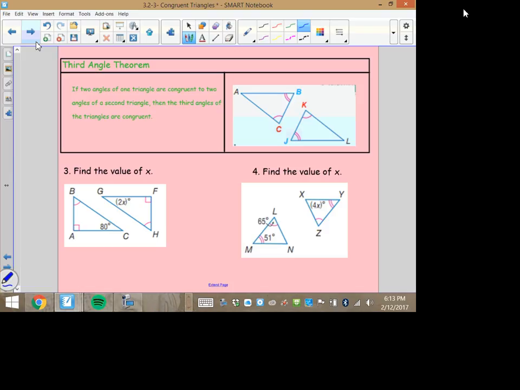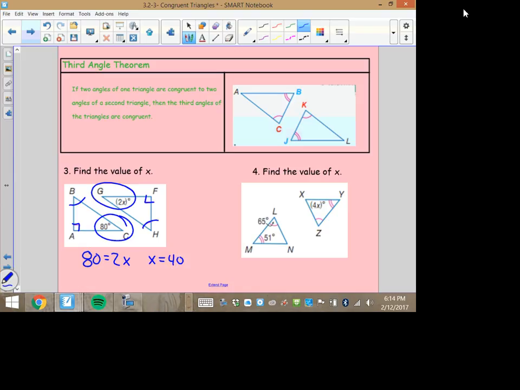Another theorem we have is the third angle theorem. So if two angles of one triangle are congruent to two angles of a second triangle, then the third angles of the triangles will also be congruent. So we know that angle A here is congruent to angle F, and that angle B is congruent to angle H. So therefore we know that angle C has to be congruent to angle G. So we can take 80 and set it equal to 2x. Solving for x, we will get x to be 40.